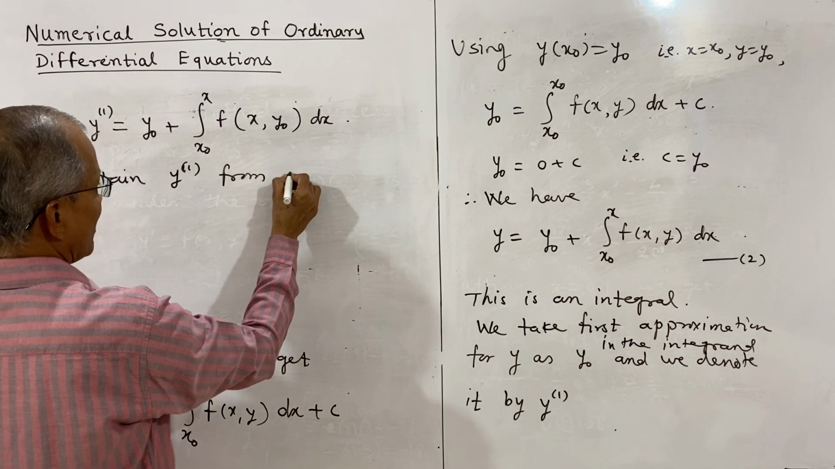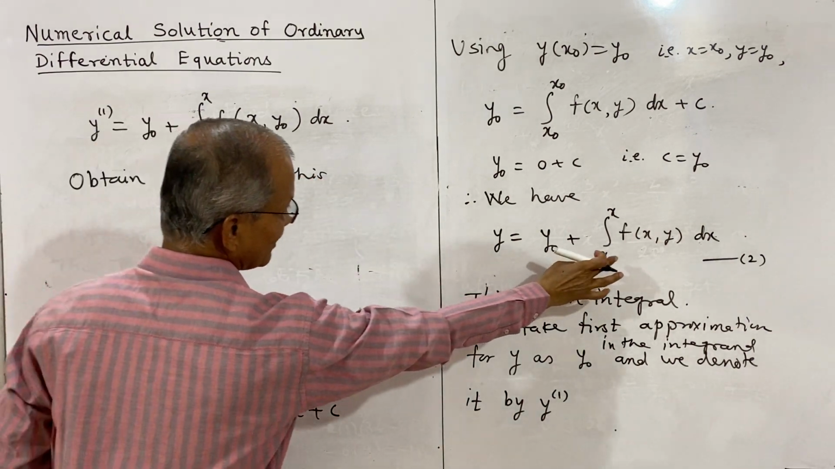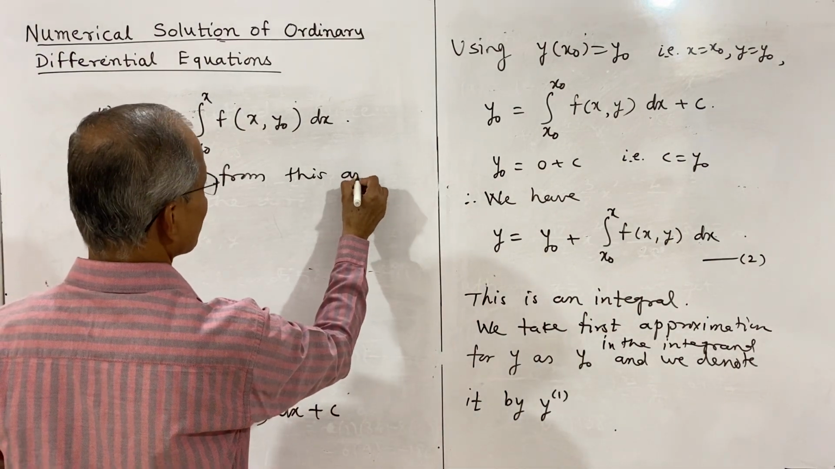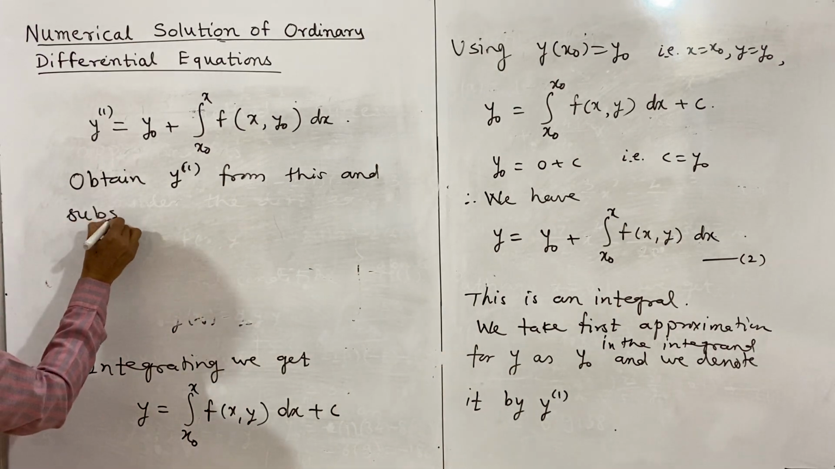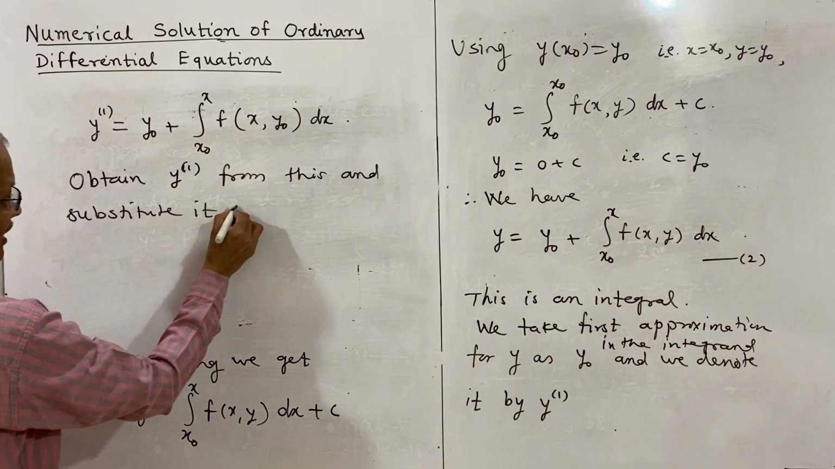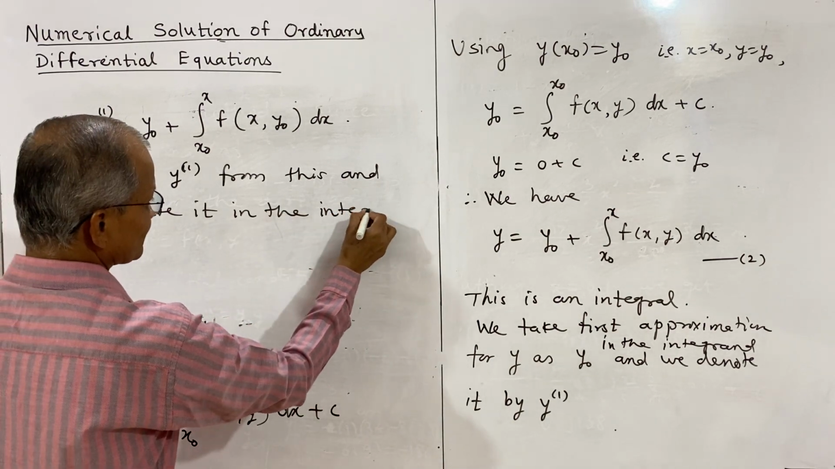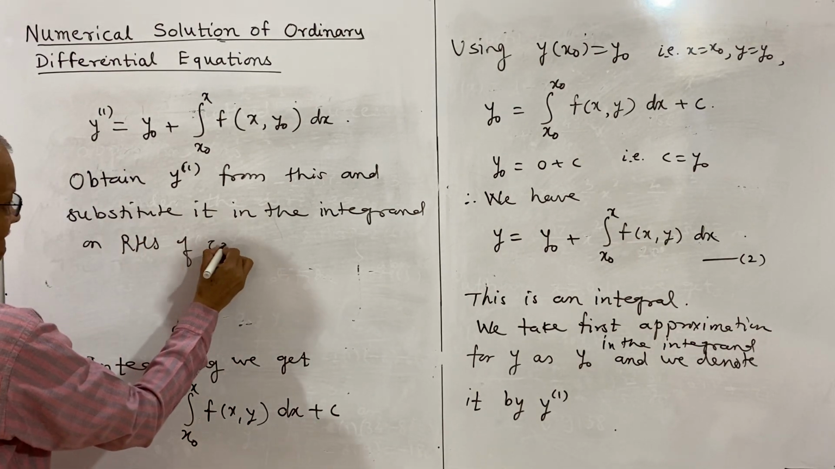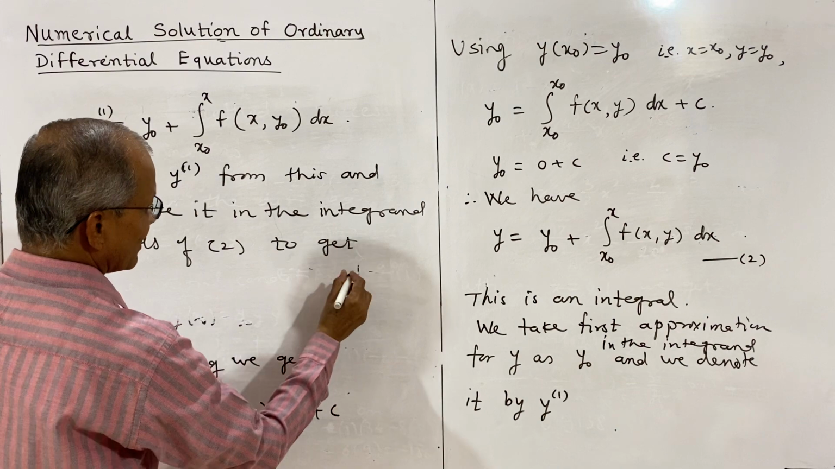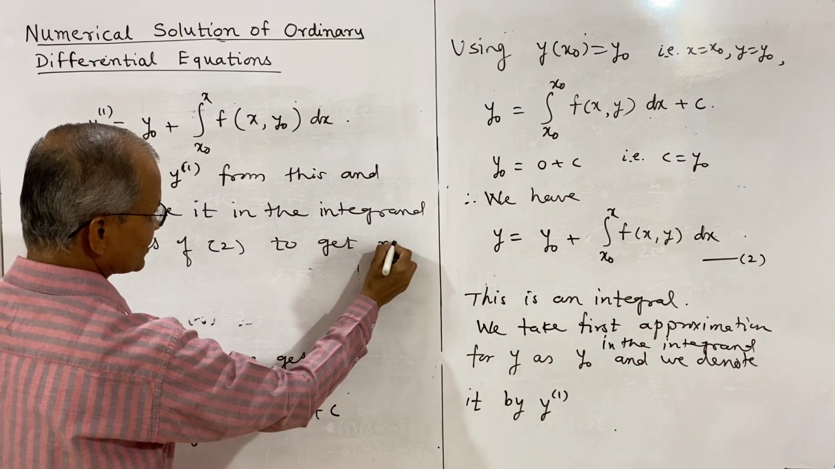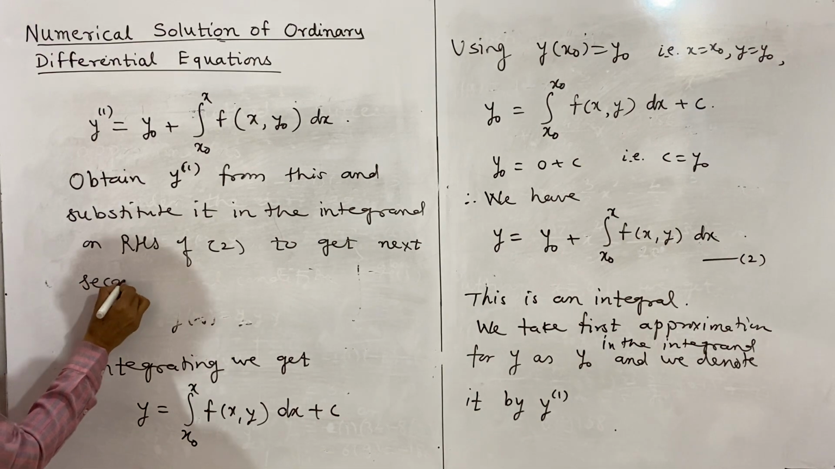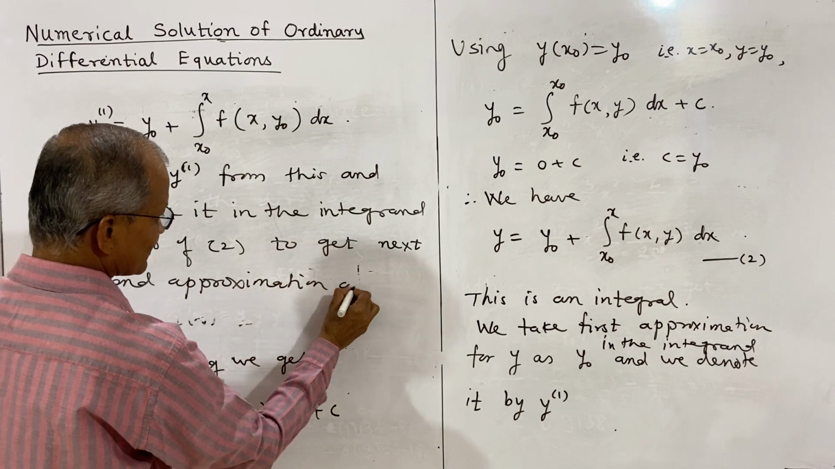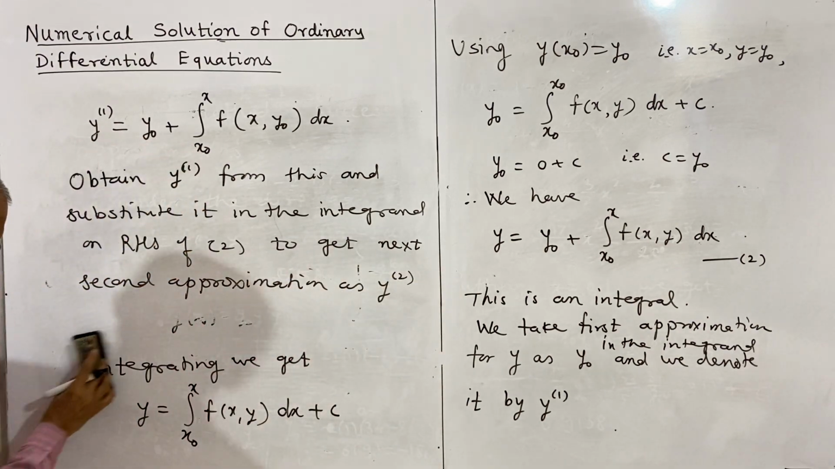And substitute it in the integrand on RHS of second to get the second approximation. Next, we denote the second approximation as y2, and thus what will be y2?